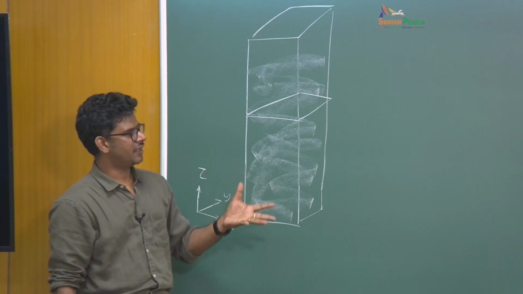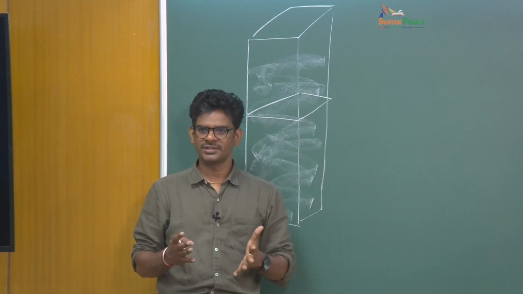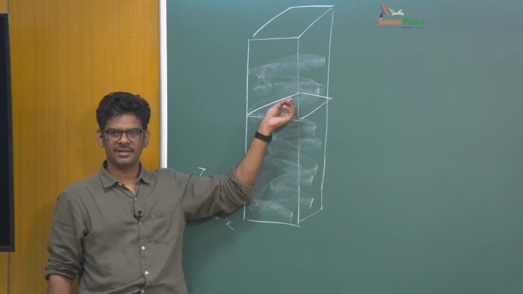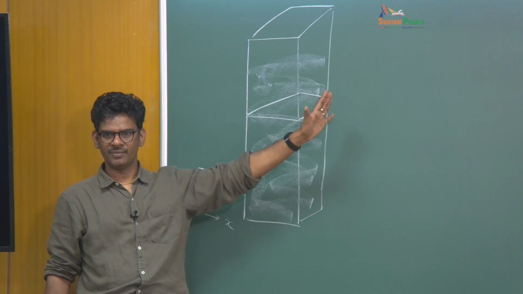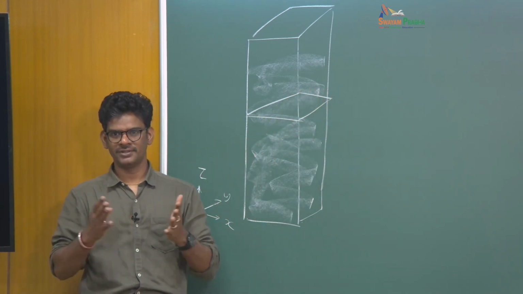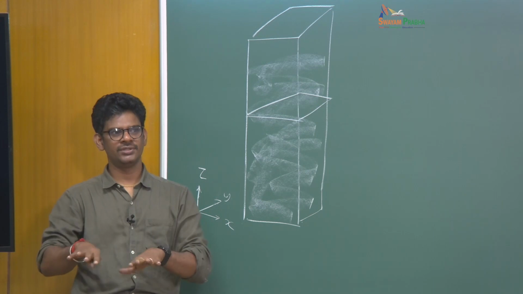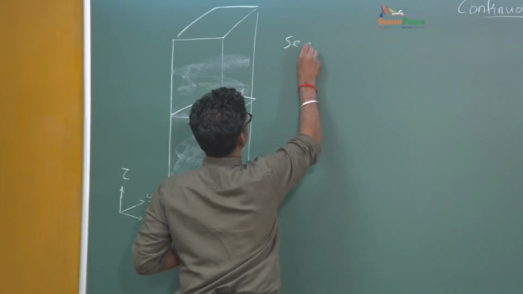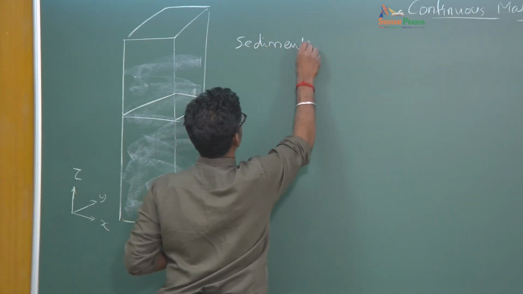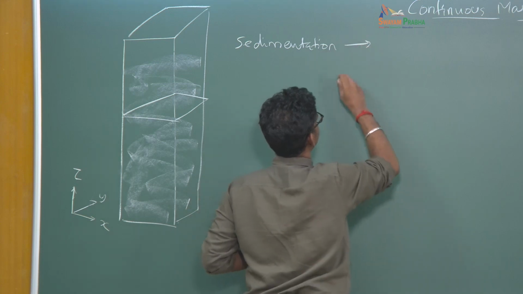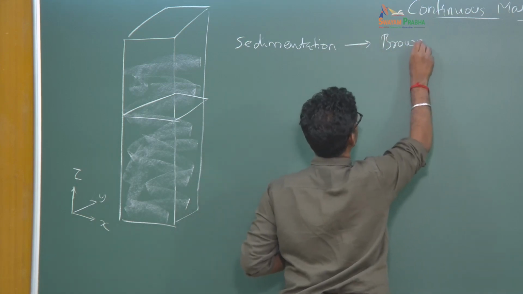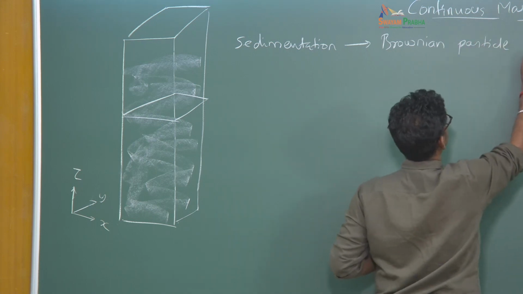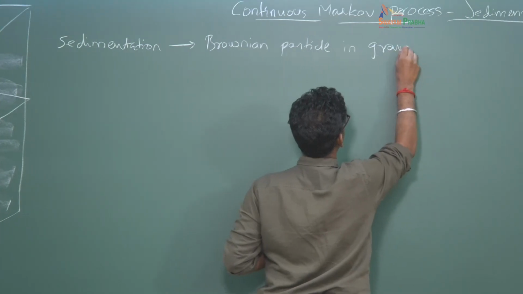Before we set up the Fokker-Planck equation for this problem, to understand what the drift terms and the diffusion terms are, we again look at an individual Brownian particle in a gravitational field, set up the Langevin framework, and then identify the terms for drift and diffusion, and that goes into the Fokker-Planck equation. So the problem is sedimentation. In other words, it is actually a Brownian particle in the gravitational field.